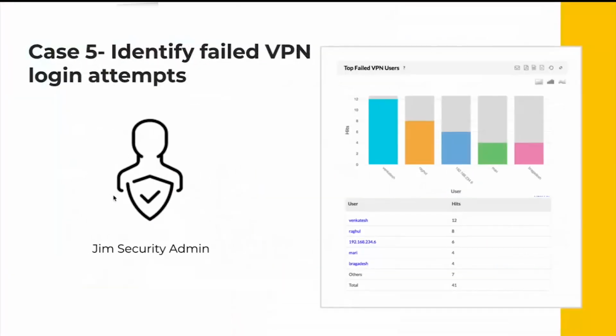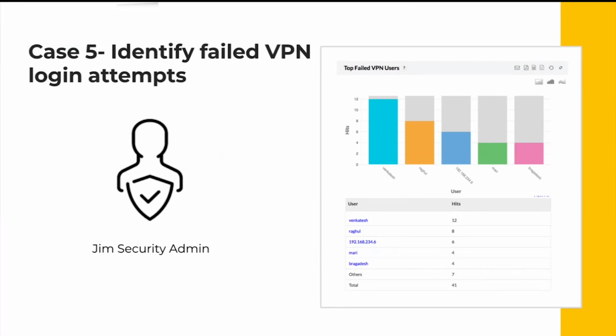The next task allocated to Jim is to identify the failed VPN login attempts. In Jim's company, a lot of employees are complaining that they could not log in as they were unable to do so. And hence, Jim has been asked to proactively reach out and fix failed logins, since this will not only increase the productivity but also help identify spurious login attempts.